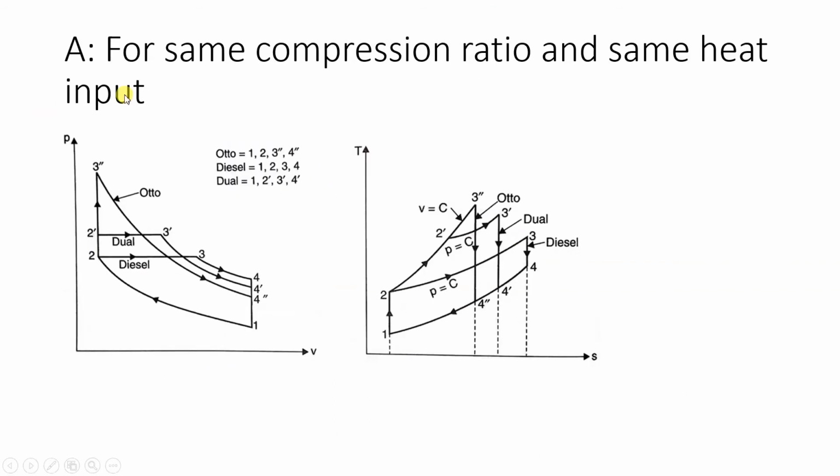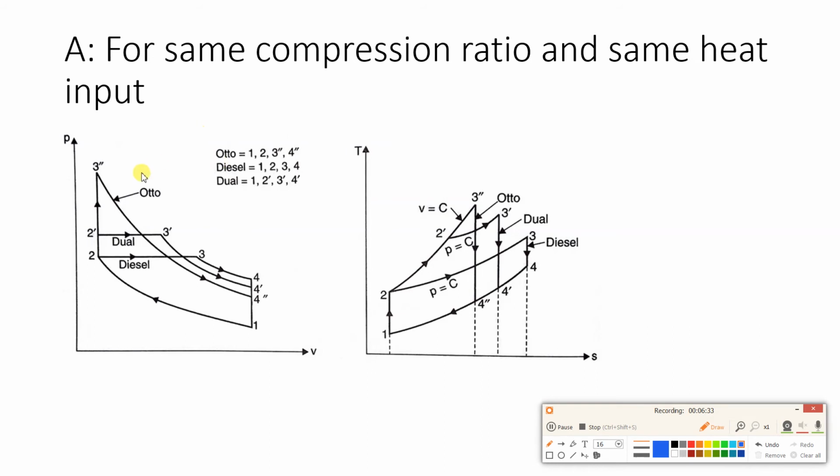Okay, now first comparison here you can see is for same compression ratio and same heat input, very important. So for same compression ratio, what do you mean by compression ratio? It is the volume before compression over the volume after compression. Let me show you this. In order to compare the Otto cycle, diesel cycle and dual cycle, basically we need to superimpose the PV and TS diagrams of all these cycles over one another.